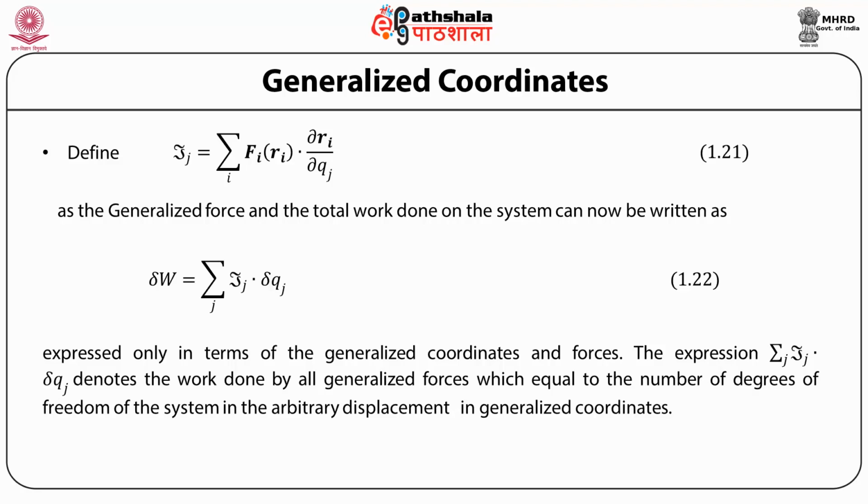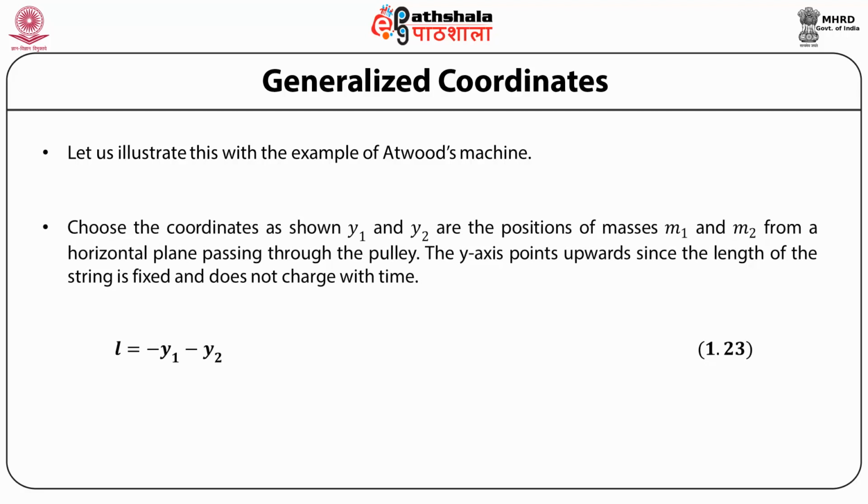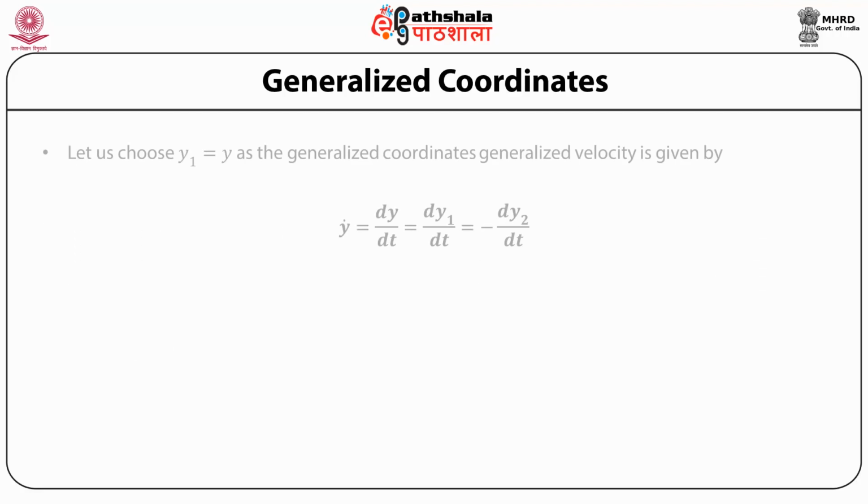So we are able to then write the work done in terms of the forces on generalized coordinates. Let's go back to the example of the Atwood machine to see what we mean. Now choose the coordinates as shown earlier. So y1 and y2 are the positions of the masses m1 and m2 from the horizontal plane passing through the pulley. The y-axis points upwards. Since the length of the string is fixed and doesn't change, L is equal to minus y1 minus y2. Let us choose y1 equal to y as the generalized coordinate.